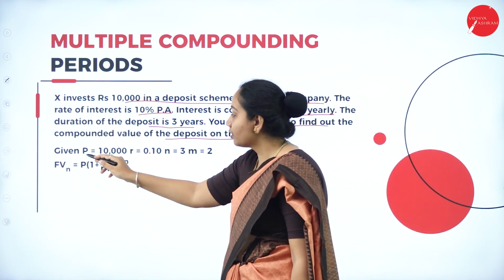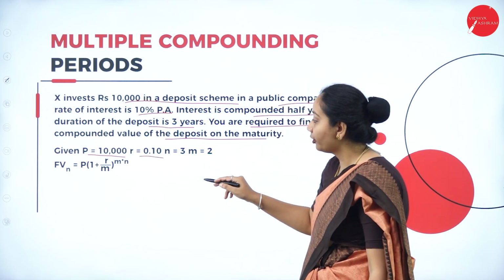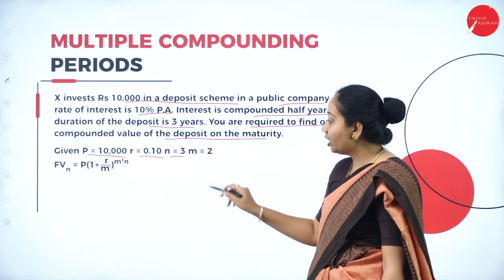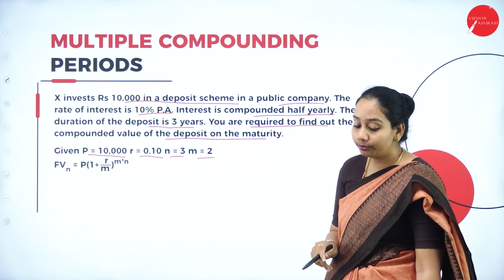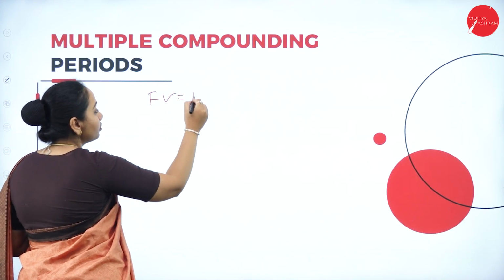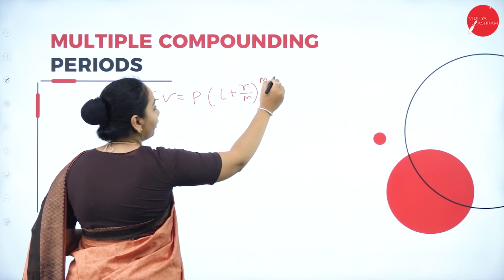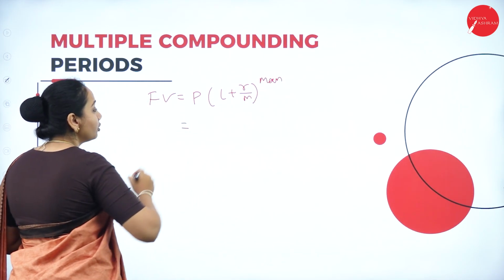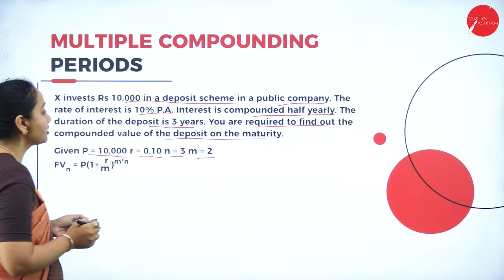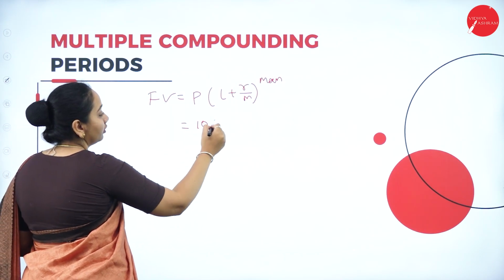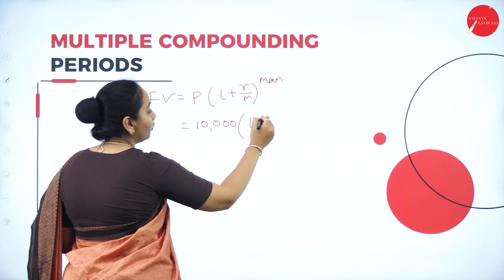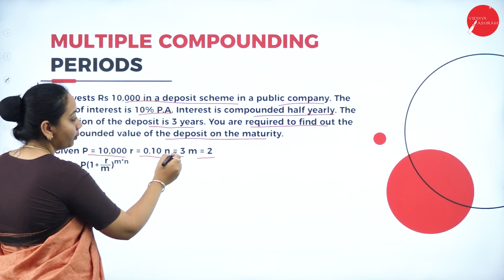So given P is equal to 10,000, R is equal to 0.10, N is equal to 3, then M is equal to 2. So future value is equal to P into 1 plus R divided by M whole to the power of M into N. So the present value is 10,000 into 1 plus R, which is 0.10.